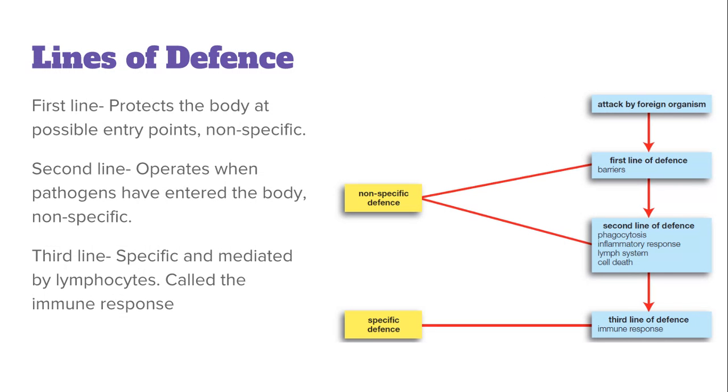So when we look at lines of defense, we have non-specific and specific defenses. And then again, ones that we've looked over in stage 5, we have the first line of defense, which are physical barriers, which prevent any kind of entry points into the body. Then we have the second line, and this operates once pathogens have entered the body, but again, still non-specific. And then we have the third line, which we term the immune response, and they're specific, and it's mediated by lymphocytes in the white blood cells.